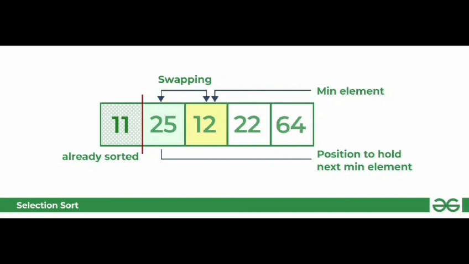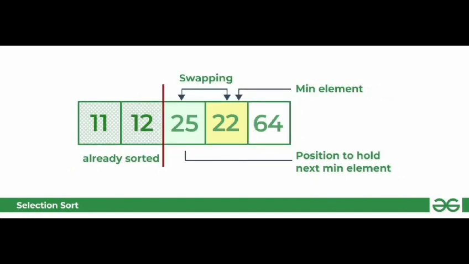For the second position, 25 is present. Now 25 is compared with the other three elements 12, 22 and 64. 12 is the smaller element, so swap 25 and 12. Now 11 and 12 are sorted in the array. Now 25 is the third element. 25 is compared to the other two elements 22 and 64. 22 is smaller than 25, so they swap.